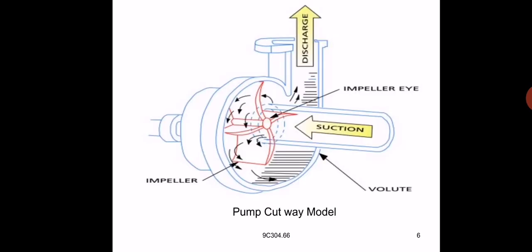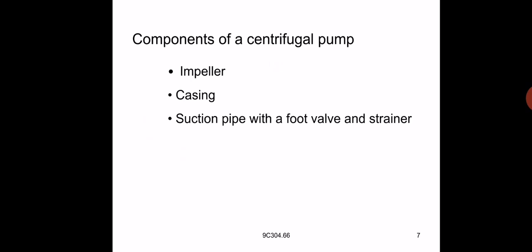When we cut the centrifugal pump, inside of the pump you can see the impeller, volute, suction, impeller eye and discharge. What you have seen in the figure, the component parts are: impeller, casing, suction pipe with foot valve and strainer, and delivery pipe with delivery valve. These are the component parts of a centrifugal pump.